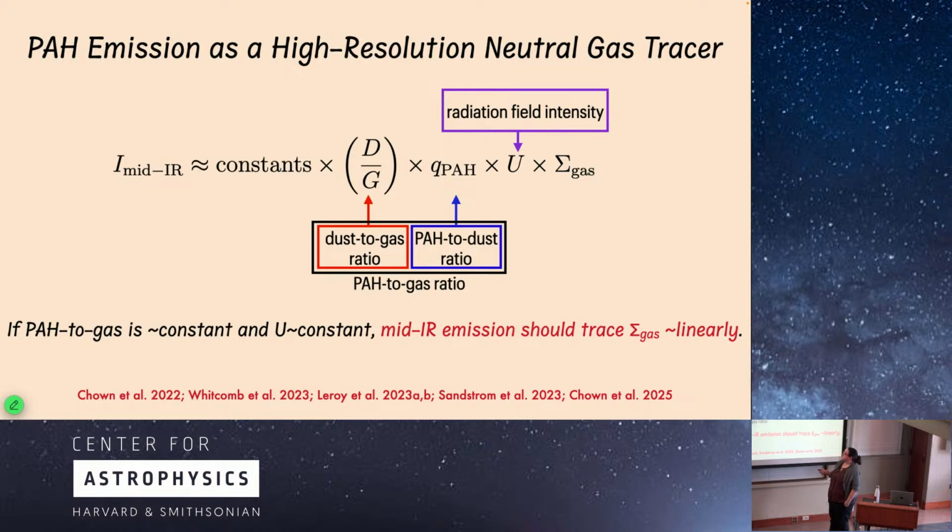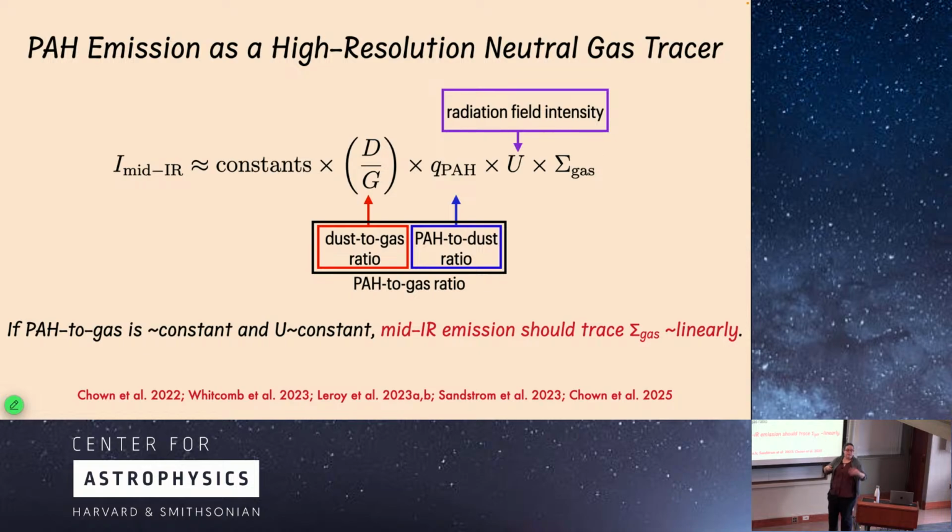So just to back this up a little bit, what we expect for the infrared emission in the mid-infrared is this basic setup. So we have the gas surface density, we have the dust to gas ratio, and then the fraction of that that's PAHs. And because we are stochastically heating our dust, we have a linear proportionality with the radiation field intensity.